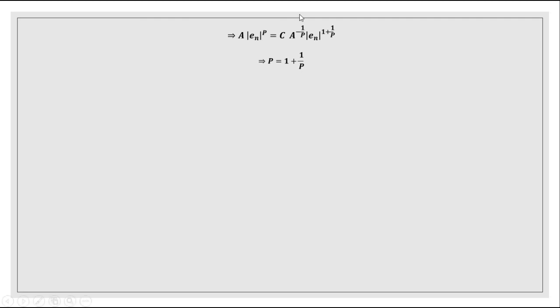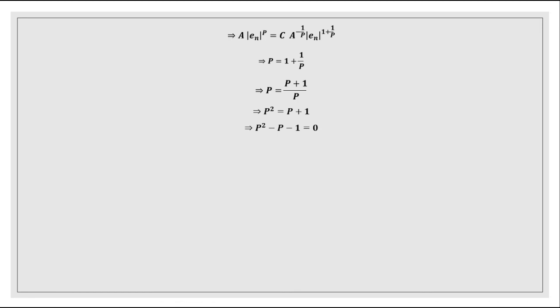So we need to compare the power of |e_n|. Here the |e_n| power is p, and here the |e_n| power is 1 plus 1 over p, so we can compare these two powers. So p will be equal to 1 plus 1 over p, and now by taking the LCM, it will become p plus 1 divided by p, and after shifting this p to the left side, we will get p square is equal to p plus 1. And now here p square minus p minus 1 is equal to 0.